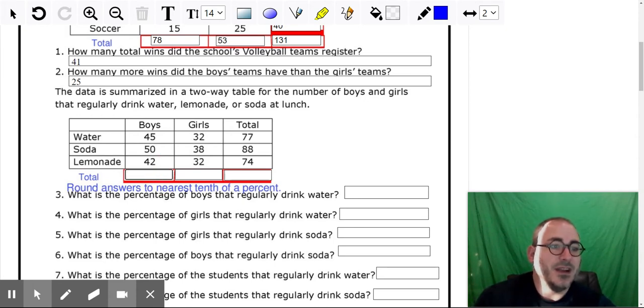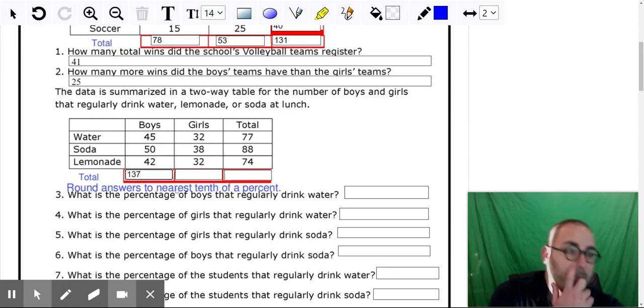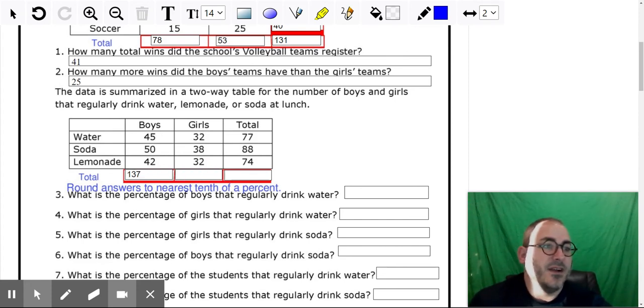So what's going to go in here is the total boys. We're going to total up the boys. To do that, I'm going to have to add 45 with 50 with 42. 45 plus 50 plus 42. That's 137. And here I'm going to add up the total of girls. 32 plus 38 plus 32. 102. All right, 102 goes in here.